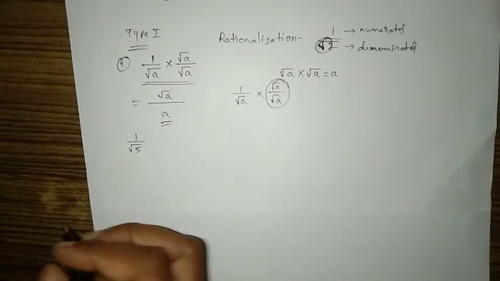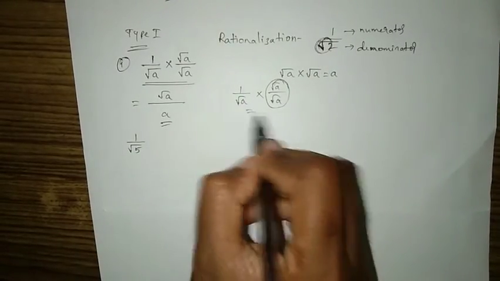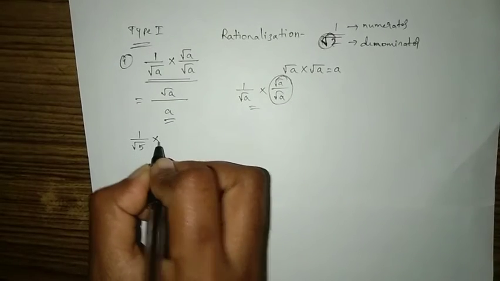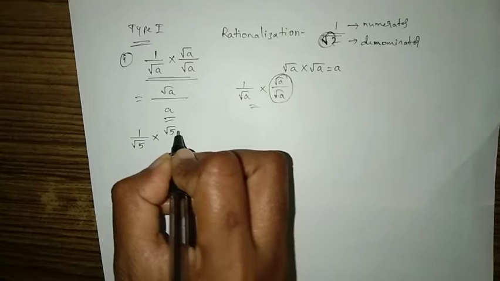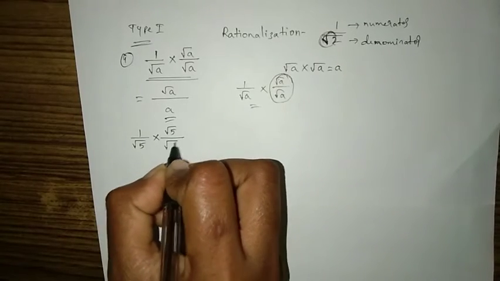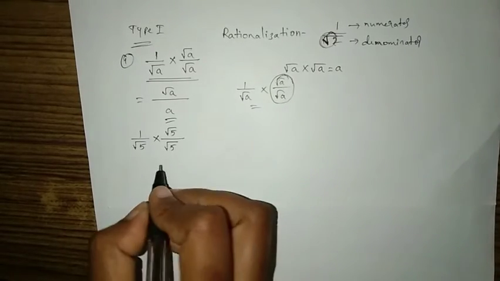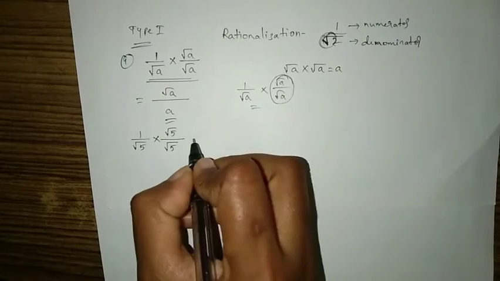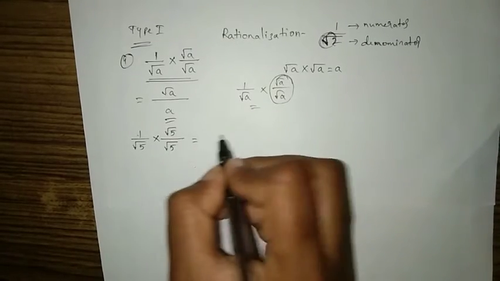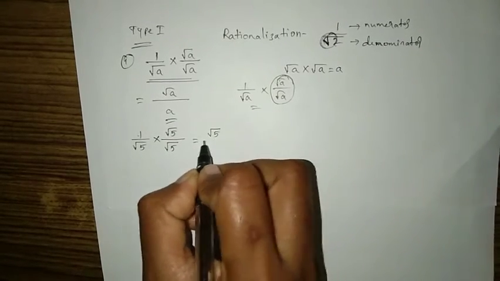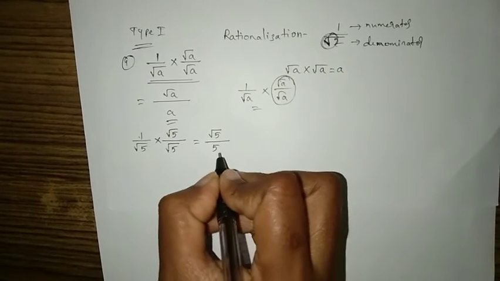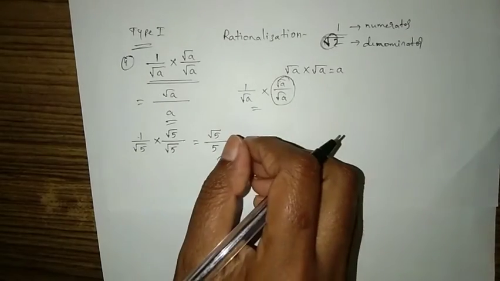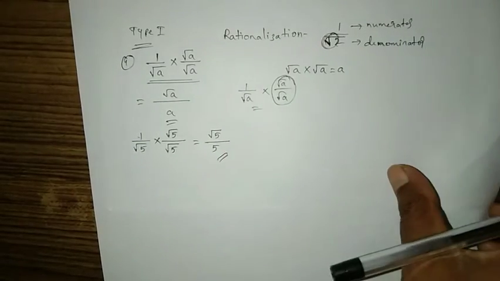How can we do this? I already explained. Yes, correct. We have to multiply root 5 in the numerator and also in the denominator. So what we get here is 1 into root 5, root 5. Root 5 into root 5 becomes 5. This is the solution. This is actually the rationalization.